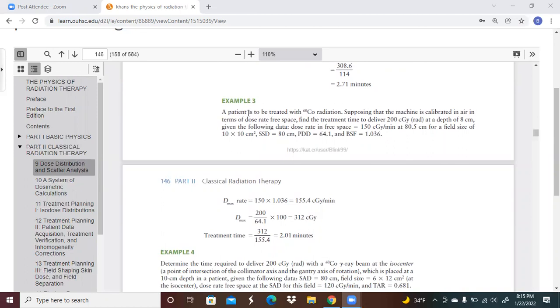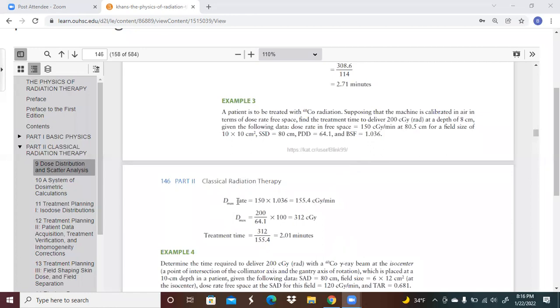So example 3, a patient is to be treated with cobalt-60 radiation. Supposing that the machine is calibrated in terms of dose rate in free space, find the treatment time to deliver 200 centigray at a depth of 8 cm given the following data. We know the dose rate in free space is 150 centigray per minute at 80.5, because that's where the maximum is going to end up being. For a field size of 10 by 10, SSD is 80, PDD is 64.1, the backscatter factor is 1.036.